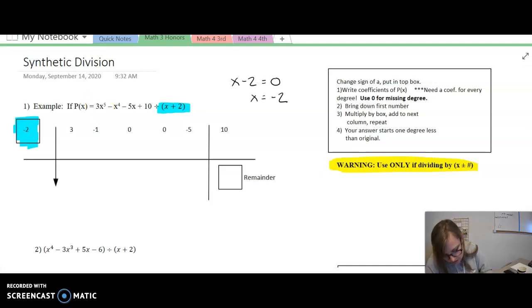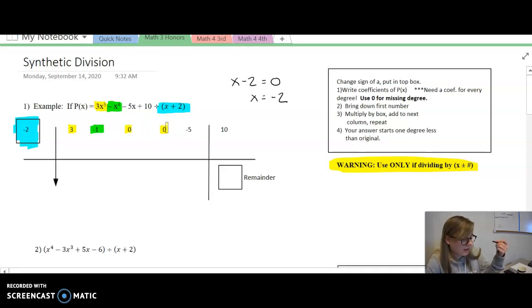For our first one, we have 3x to the 5th, so we're going to write a 3 right here. Our next one would be x to the 4th. Let's see if we have x to the 4th. And we do. For x to the 4th, we have -1. Now we're going to look for x to the 3rd. Well, I don't see x to the 3rd in our equation, so we're going to write 0. Now we have x to the 2nd. That's not in our original, so again, we're going to write 0.